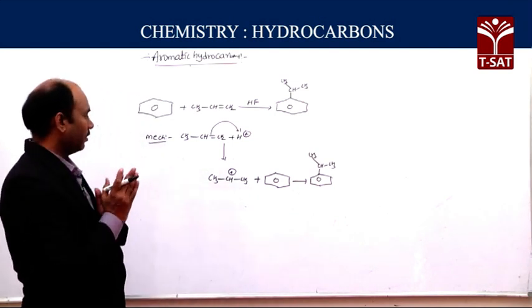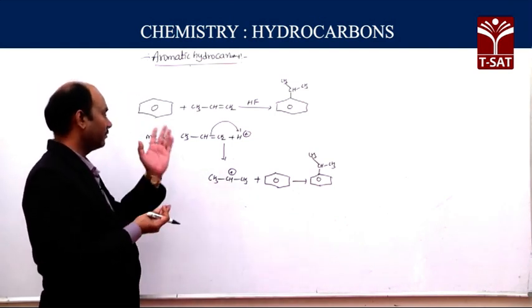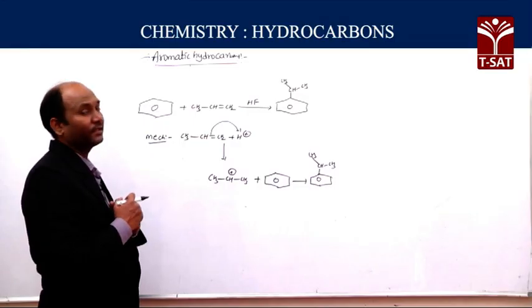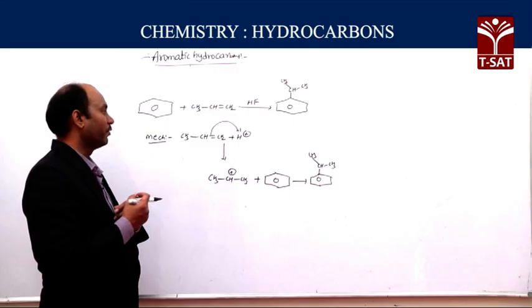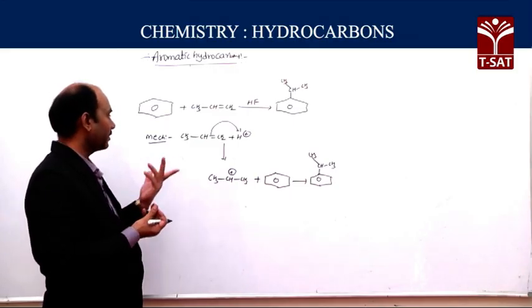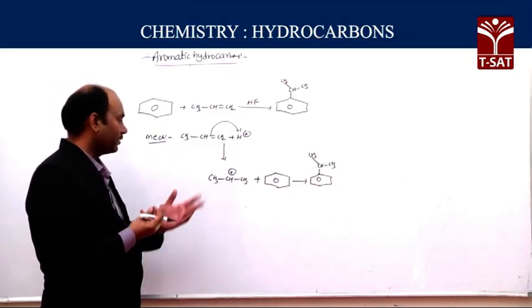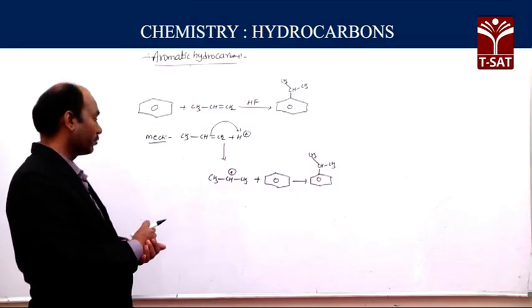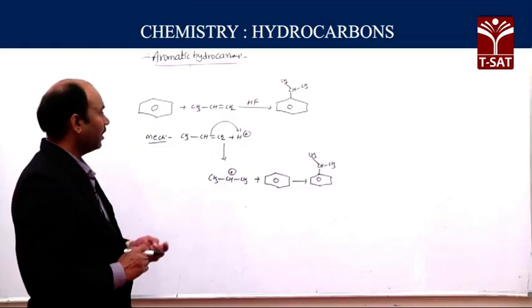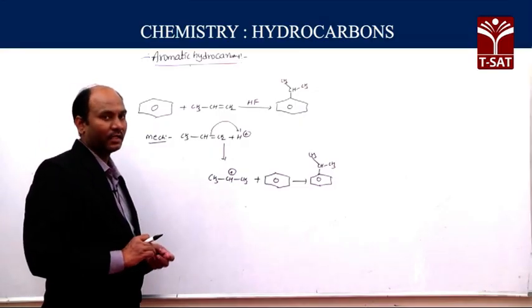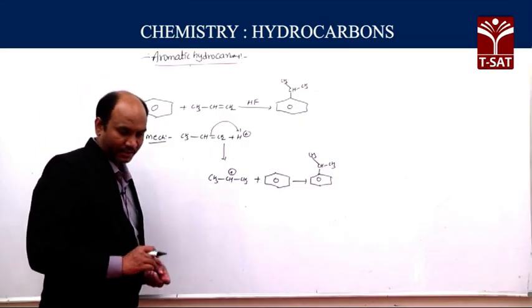Now we have one doubt: sir, after the addition of H plus, why does F minus not attack? Because F minus is a poor nucleophile. Suppose instead of HF, you take HCl, then yes, 100% reaction takes place, and the alkyl chloride, isopropyl chloride, is formed. So alkenes are also used for alkylation in the Friedel-Crafts reaction.